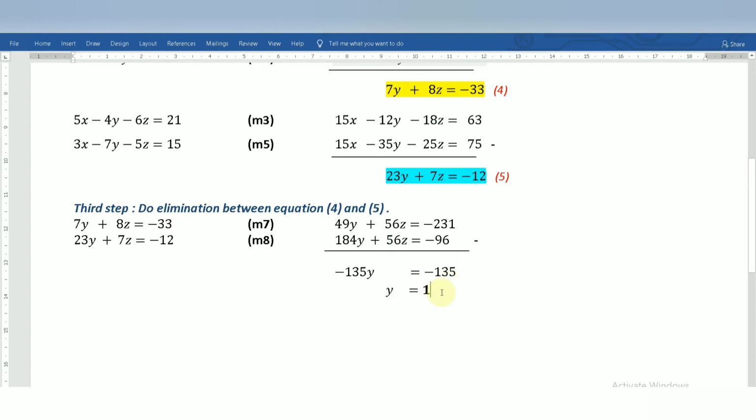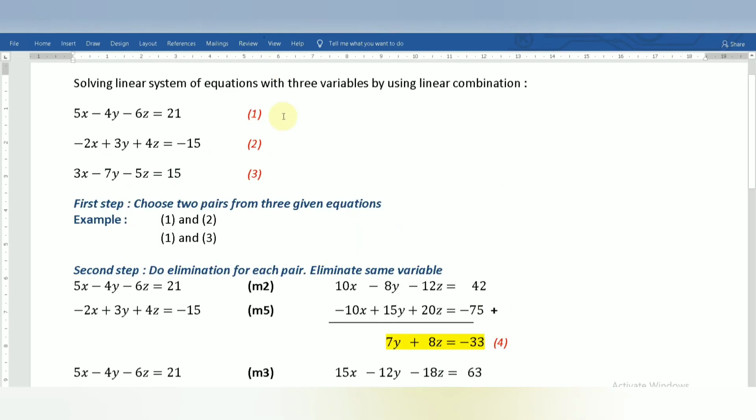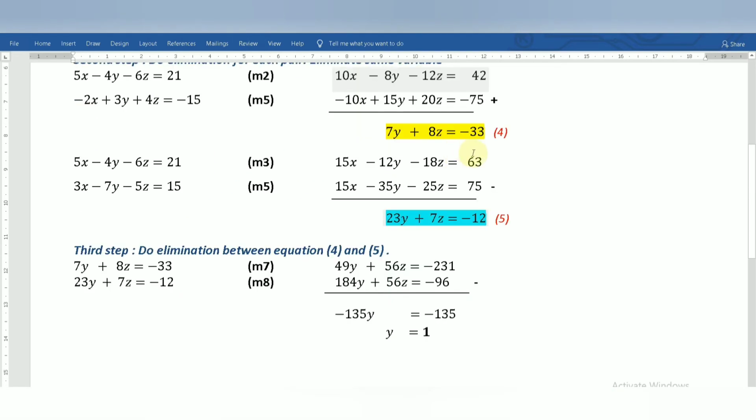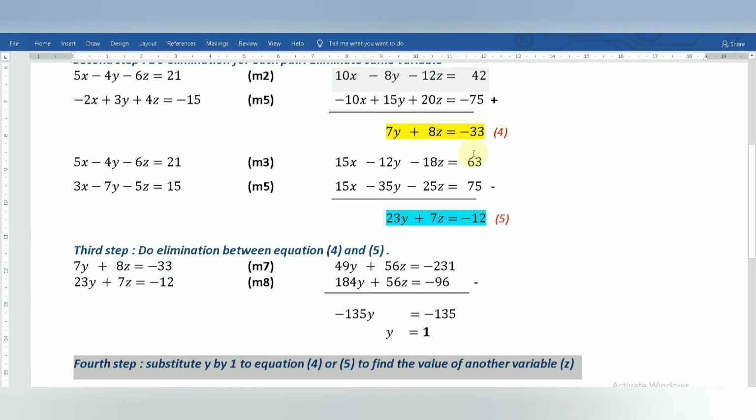So what's the next variable that we can find? Let's go to the fourth and the fifth equation. Since the fourth and the fifth equations consist of only two variables, it is easier for us to find the value of the other variable. Do not directly use the first, the third, and the second. Okay, so let's choose the fourth step.